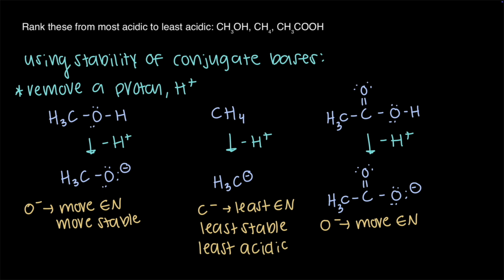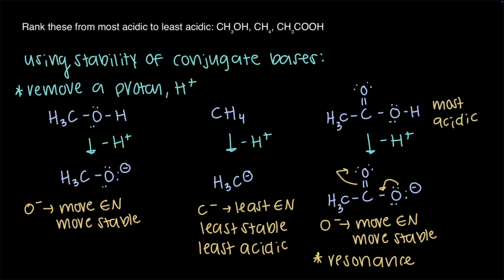Comparing CH3O- and CH3COO-, CH3COO- will have resonance, so it will be more stable, and CH3COOH will be the most acidic. The ranking will be the same as what we saw for the pKa trend. CH3COOH is the most acidic, then CH3OH, and then CH4.